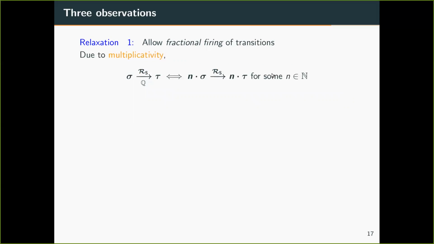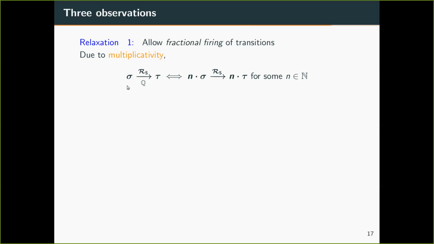And what we prove is that due to multiplicativity, if we have a fractional run from sigma to tau, then there is a natural number n such that from n copies of sigma, we can reach n copies of tau using the usual transition relation. By nature of specification, tau satisfies spec if and only if n times tau satisfies spec. And due to multiplicativity, sigma and tau satisfy all the guards in RS if and only if n times sigma and n times tau satisfy all the guards in RS.